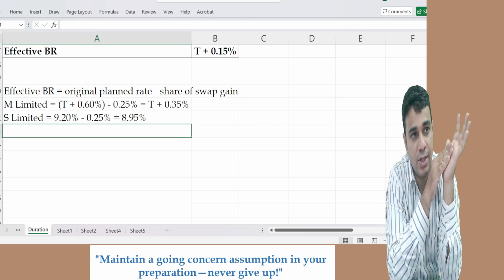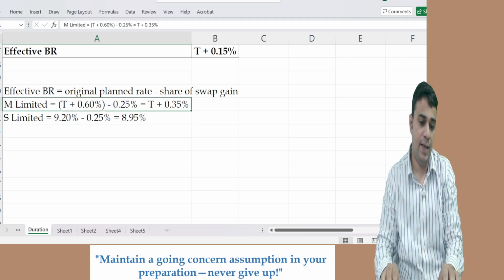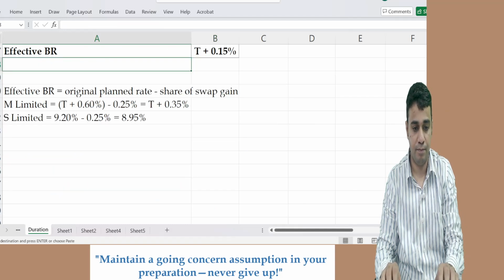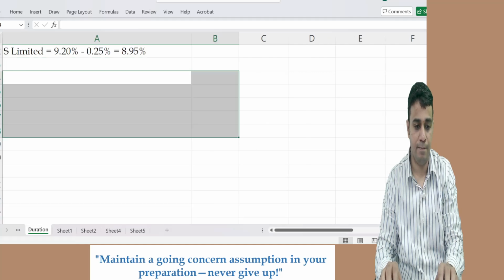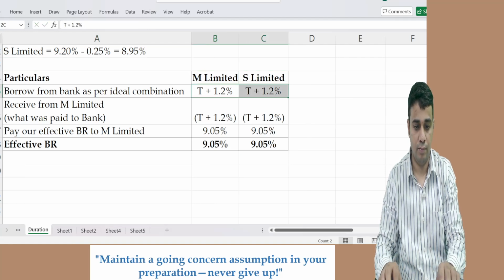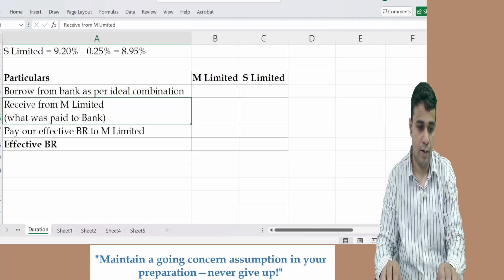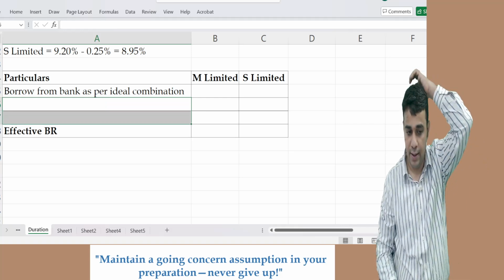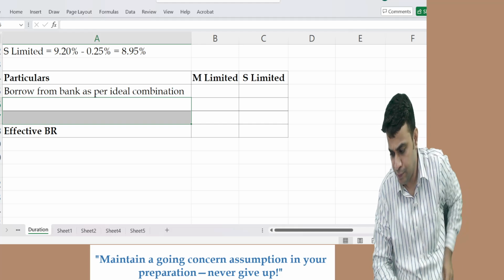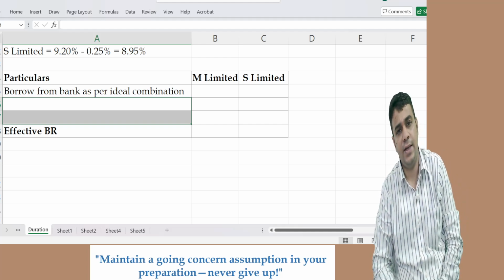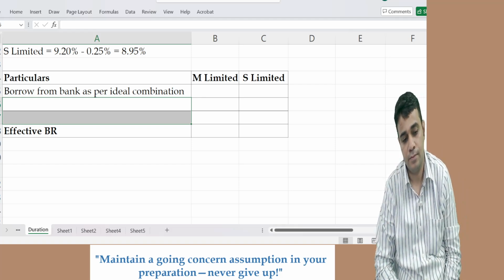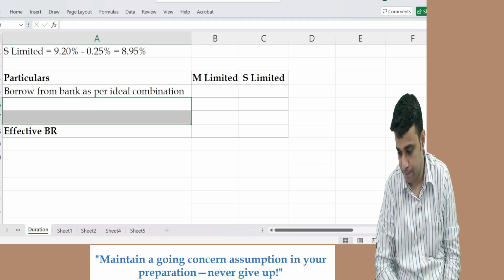Now let's see how structuring is done. Structuring is very, very simple here. Any company you can take, in fact, we can do it together also. Particulars S and M. Four lines are needed. First line, borrow from bank. Last line, effective borrowing rate. In between two lines, balancing figures. With an intermediary, it is very easy. Borrow from bank as per ideal combination. Leave two lines gap, effective borrowing rate.